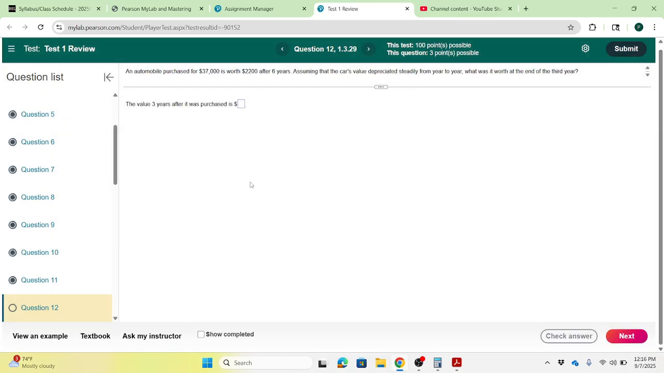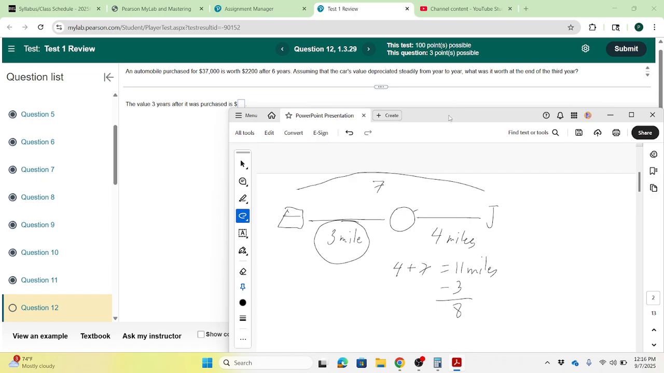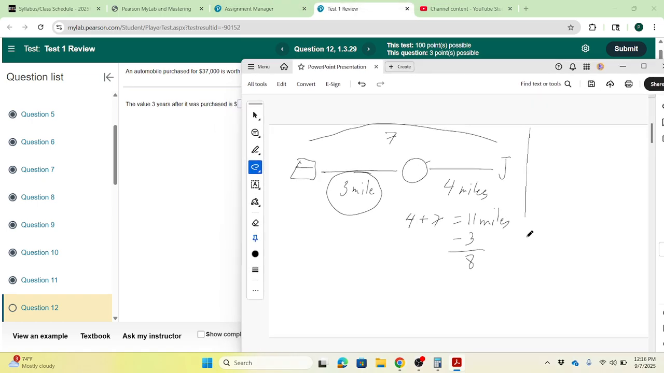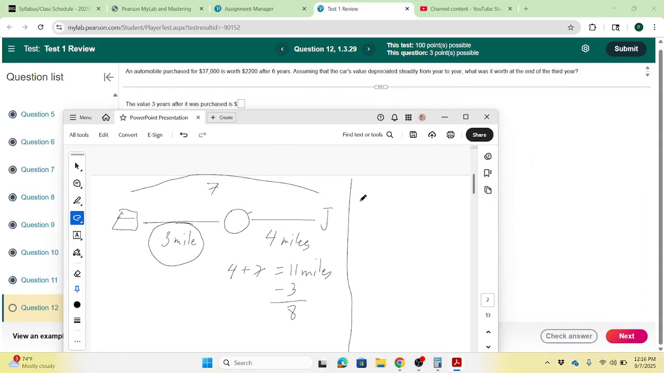An automobile purchased for $37,000 is worth $2,200 after 6 years. Assume that the car's value depreciated steadily from year to year. What was it worth at the end of the third year? Okay, so this is the problem solving. As you can see here, it's supposed to be linear. So what we need to do is find out the rate of change.